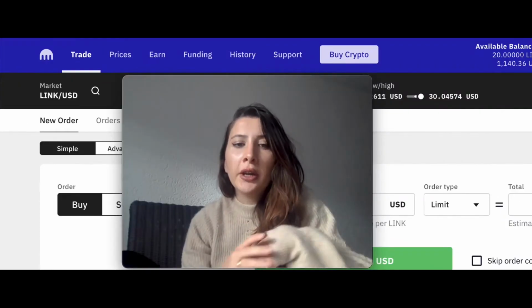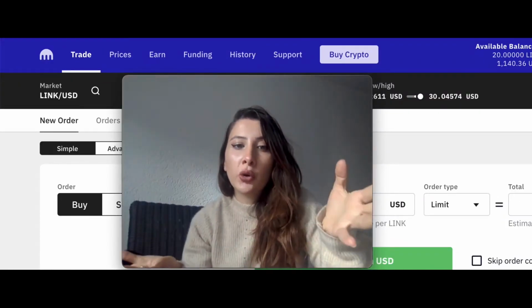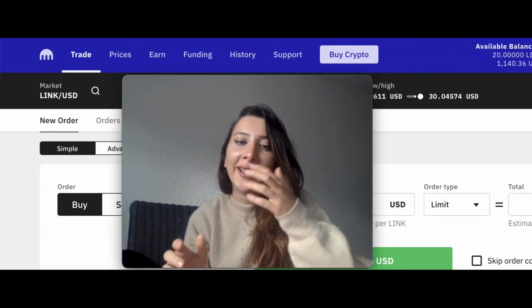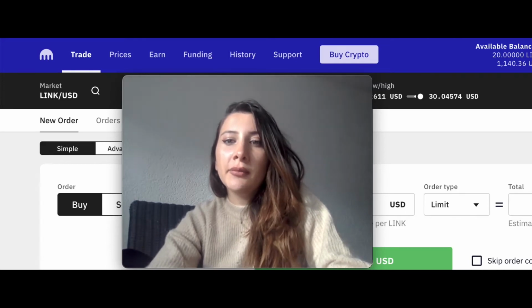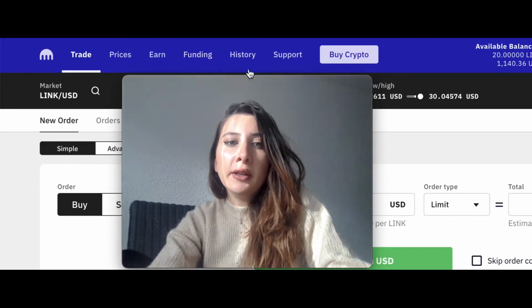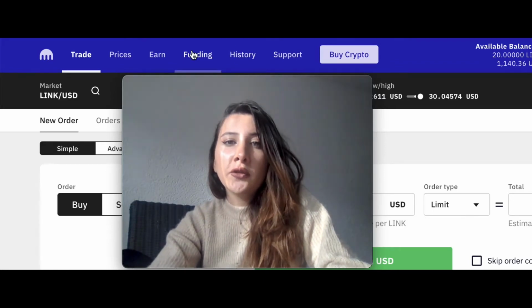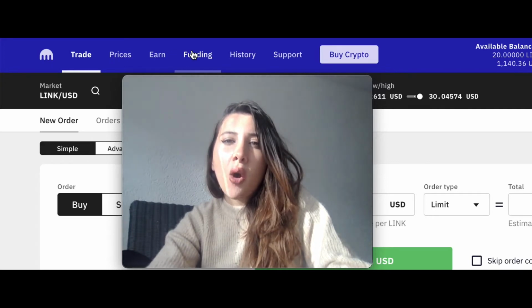So once you verify your Kraken identity, you will be prompted to this page where you can start your career on Kraken. And first thing, of course, is that we need to deposit money, fiat currency. For that, we need to go to funding. And when you go to funding, here you will see deposit. Press on deposit, and choose the currency that you want to deposit. And then Kraken will let you know what are the options to deposit money.